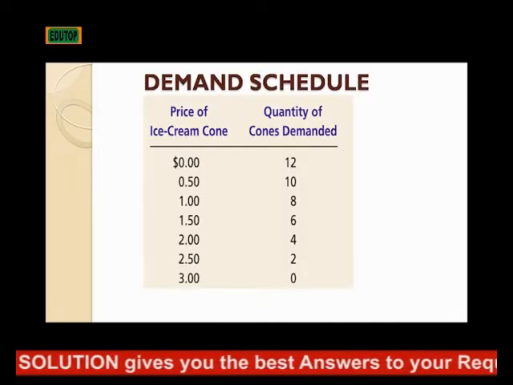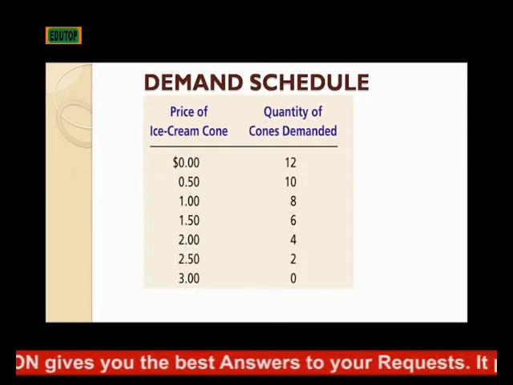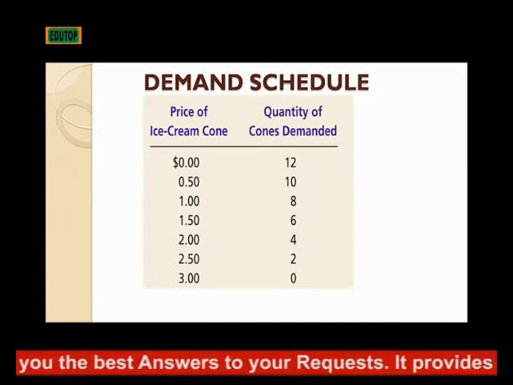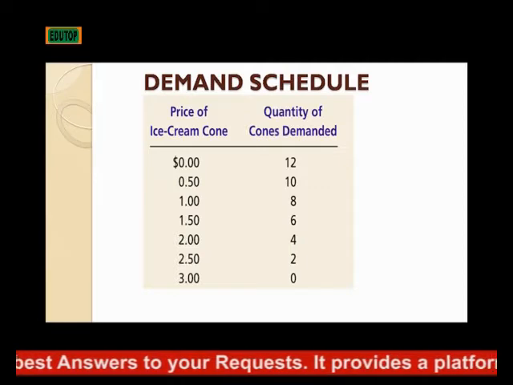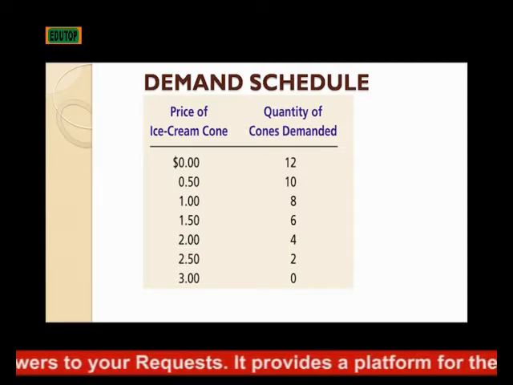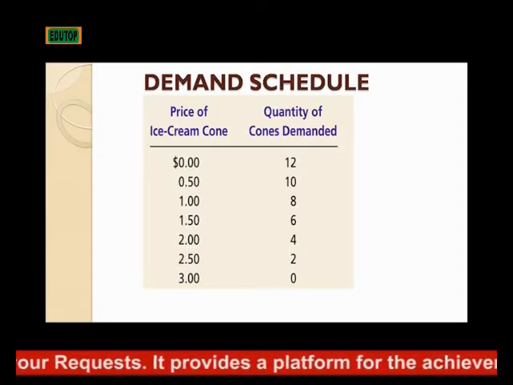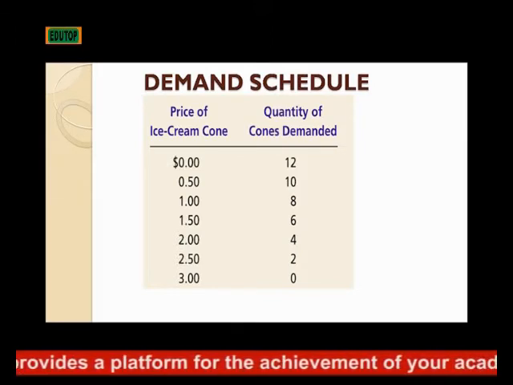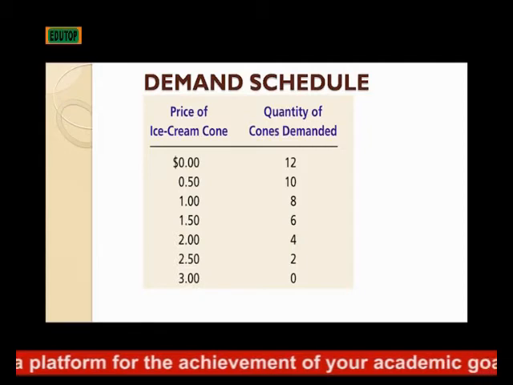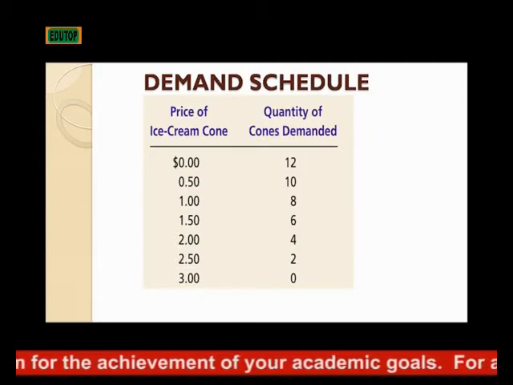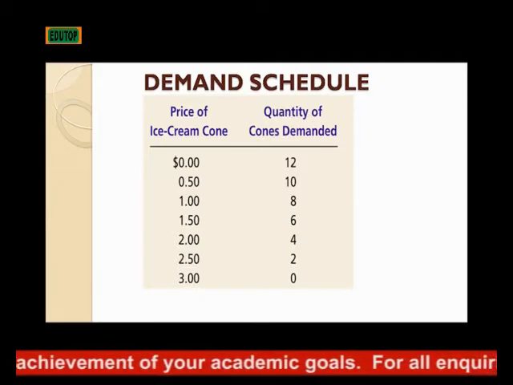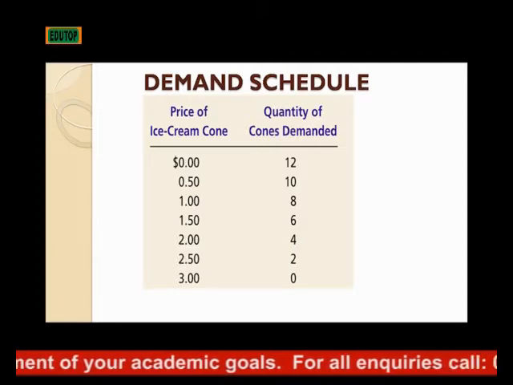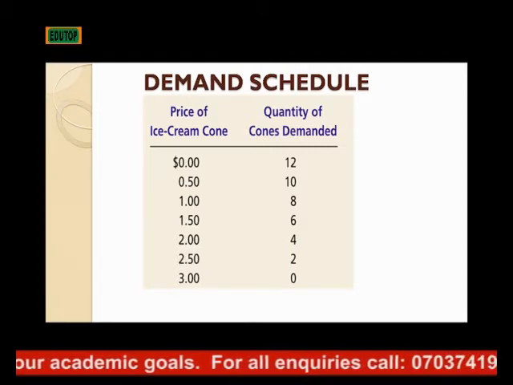Now, this is the example of a demand schedule. A demand schedule is the table that shows the relationship between the price and the quantity demanded. It shows the price in one column and the quantity demanded in another column. That is the amount that is attached to a particular quantity of products.